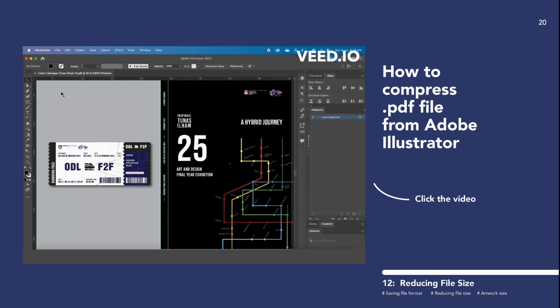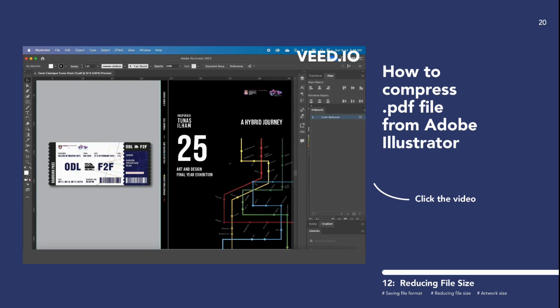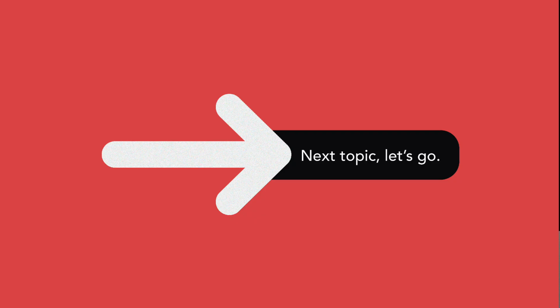Okay, let us check the file size. There you go, 1.8 megabytes. As for the AI, it is 2.5 megabytes. The compressed PDF is 1.8 megabytes, and it is still editable if you open the PDF file in AI. Yes, it is still editable, and you can change your design whenever you want. Thank you. That's all for the subtopic reducing file size.